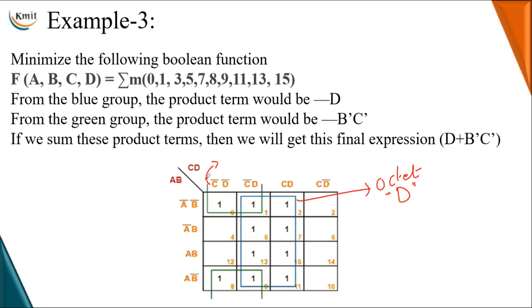Here there is a possibility of pairing, but we prefer the quad by using the already covered minterms 9 and 1. With that, many more variables are reduced. Row wise, the common variable for these 4 minterms is B bar, and column wise the common variable is C bar. So hence our minimal expression is F equal to D OR B bar C bar.